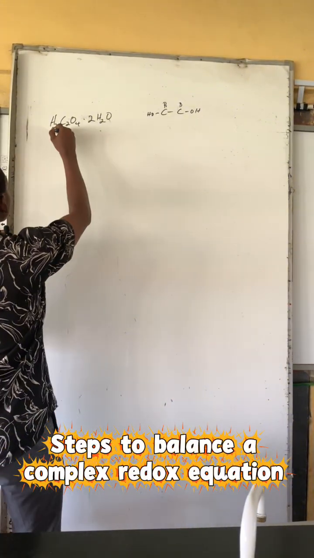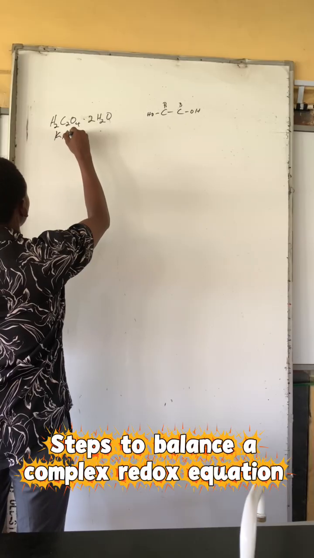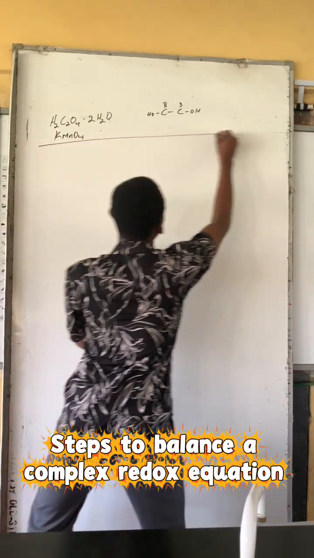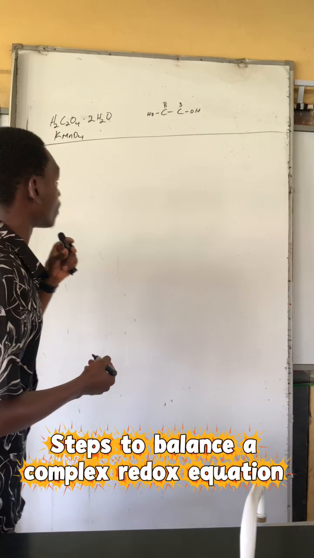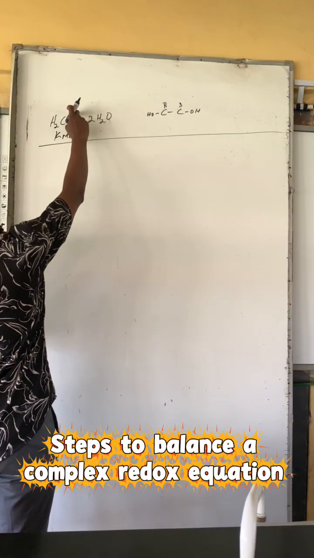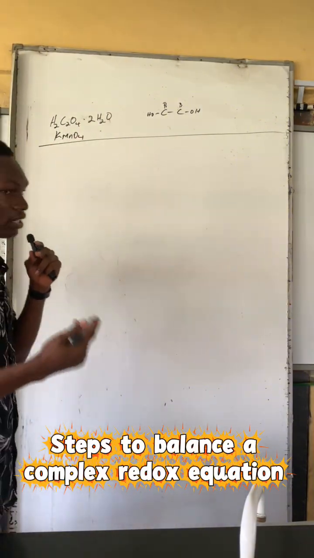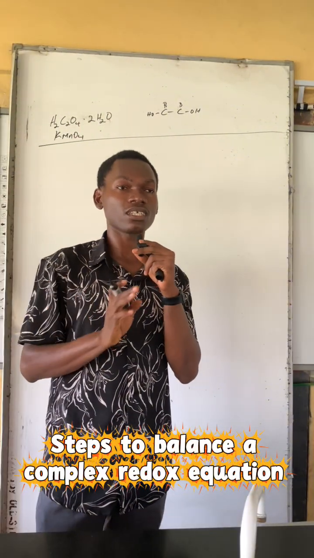Now, our oxidizing agent is KMnO4. Oxalic acid acts as a reducing agent and KMnO4 acts as an oxidizing agent for our redox titration. Now, let's simply balance a redox equation.